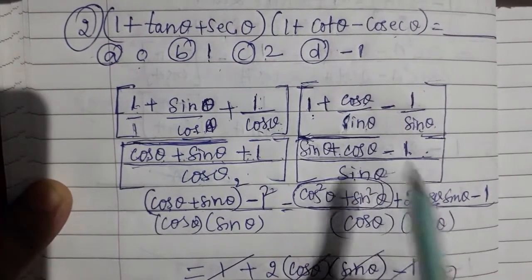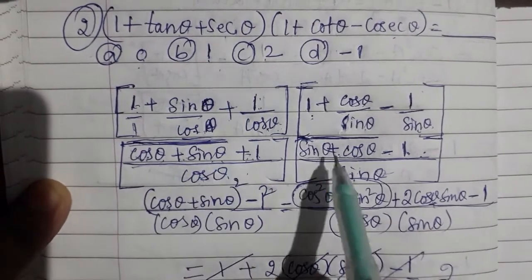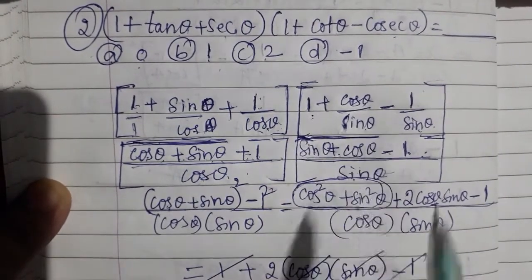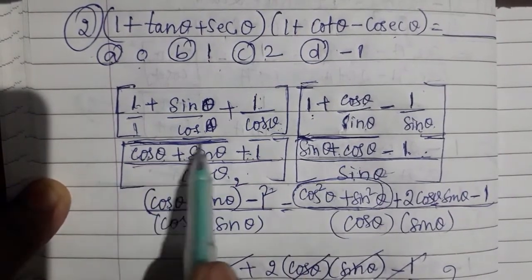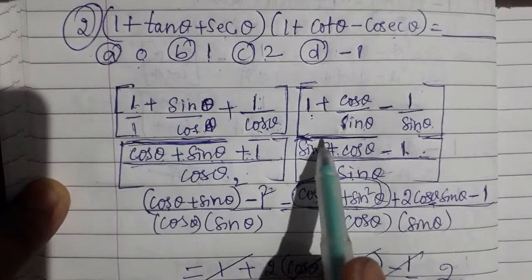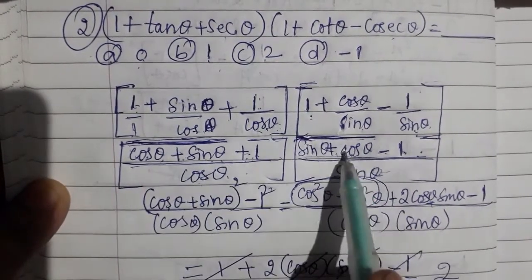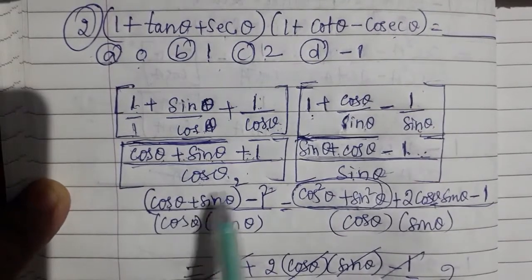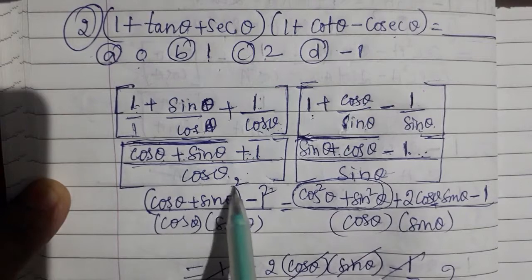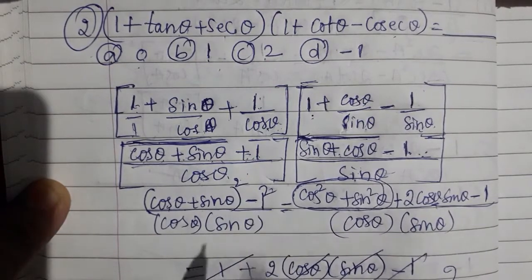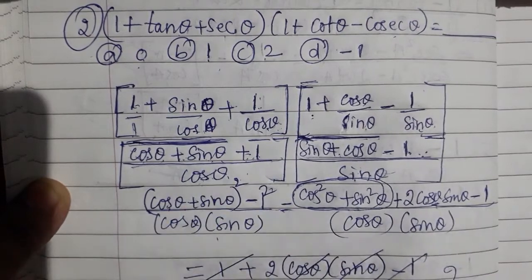Now after this you notice I am grouping cos theta plus sin theta. Of course sin theta plus cos theta is same as cos theta plus sin theta. So these two are same. I am putting it under one bracket. So this will become A, this will become B. A plus B into A minus B, I can write it as A square minus B square. A square means cos theta plus sin theta the whole square minus 1 square. In the denominator, cos theta into sin theta multiplication.